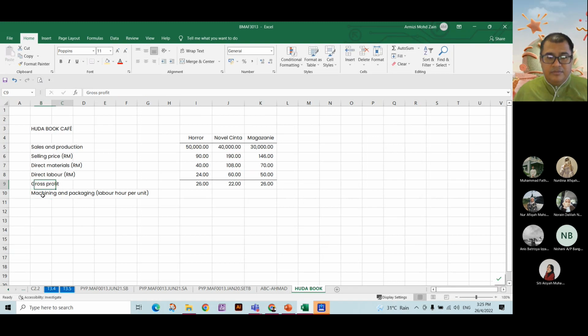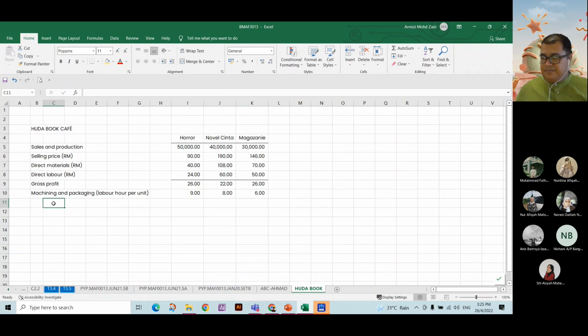Okay, berapa cost dia? Dia kata 9 hours. Okay, ni per hour ya, 9 hours. This one 8 hours. This one 6 hours. Untuk packaging ni. Okay. So dalam machining and packaging ni dia ada sub dia. Okay. Dia ada pre-treatment activities. Dan dia ada fabrication.